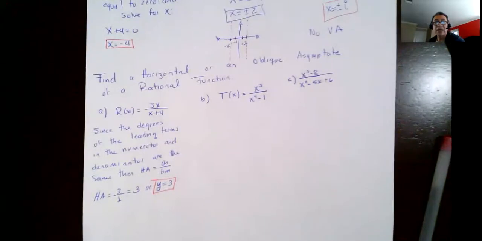Right there. Now we're gonna find a horizontal or an oblique asymptote.